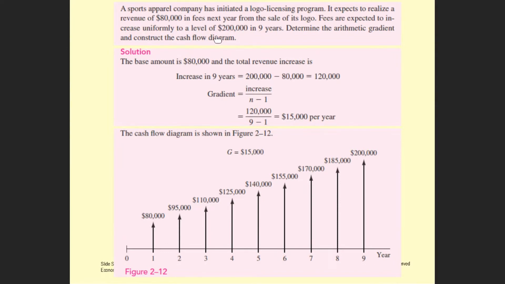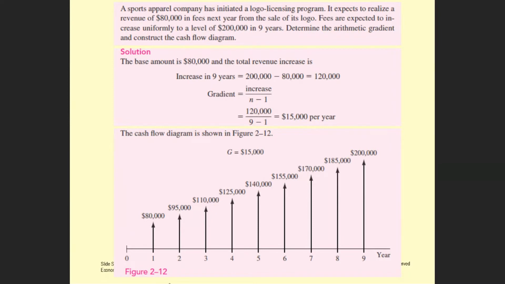So when we subtract the 80,000 from the 200,000, that gives us the increase over the 9 years. Then we divide it over the number of years, which is 9 minus 1. Why 9 minus 1, or n minus 1? Because the increase appears from year number 2. In year number 1, he already said that the revenue is 80,000. Then the fees appear over the 9 years until it achieves the 200,000. So when we divide over the number of years, you get the amount of the gradient, which is added to the base. The base is already here, as we agreed.